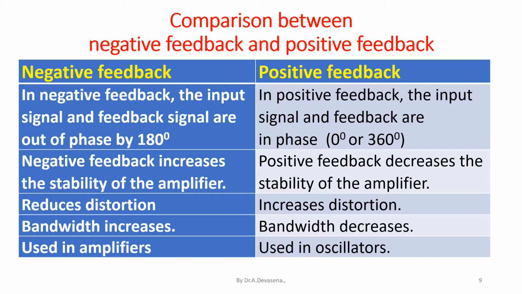Negative feedback increases the bandwidth. Positive feedback decreases the bandwidth. Negative feedback is generally used in amplifiers. Positive feedback is generally used in oscillators.